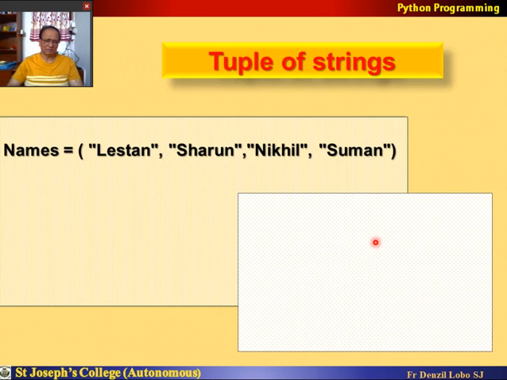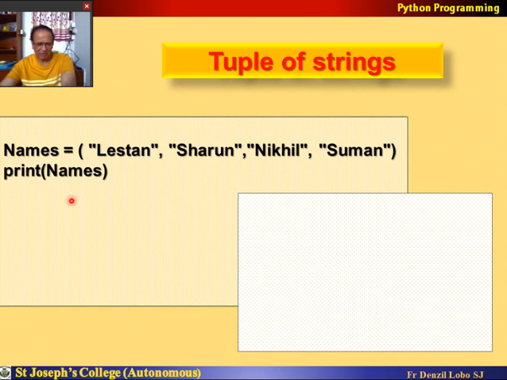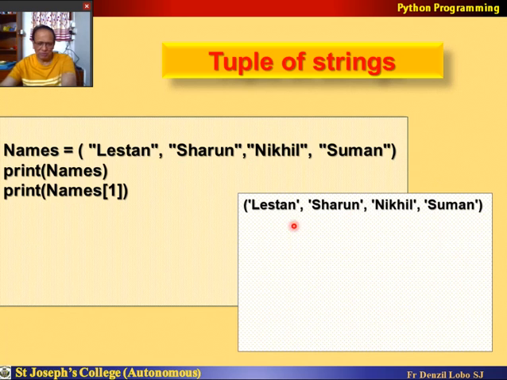Tuple of strings. We dealt with tuples of numbers; now we have a tuple of strings. As you see here, there are 4 strings. You create a tuple as we have created a list, but as I mentioned, this bracket has to be used. So print names. Immediately it prints all the names as they are. The whole tuple is printed. So print names 1, index 1, Sharon is going to be printed. Names 3, index 0, 1, 2, 3, so Suman is going to be printed.